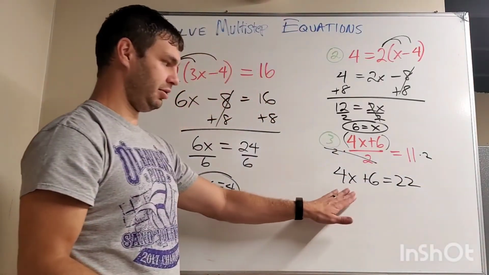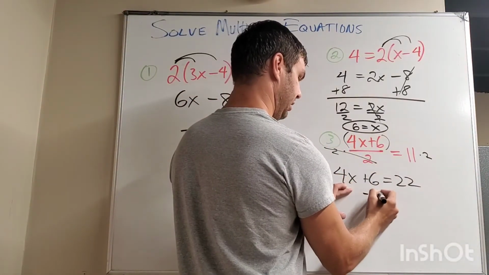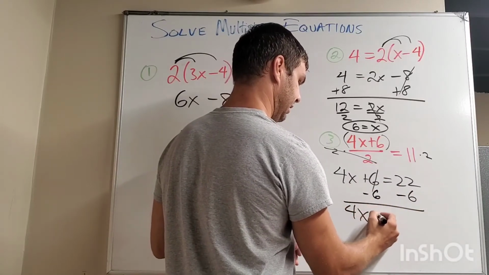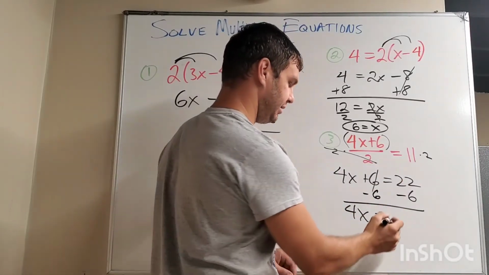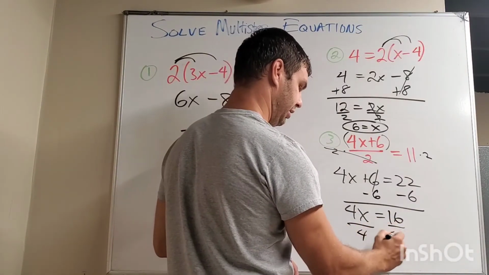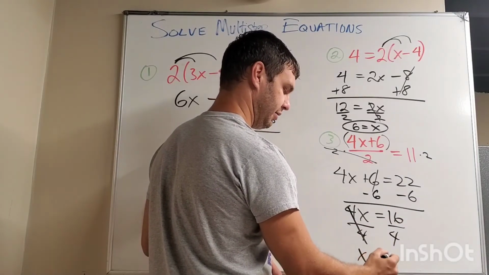All right, and then I'm trying to move things away from my x term. So I have this 6 that's farther away. Move it over by subtracting. Then 4x equals 22 minus 6 is 16. It's 4 times x, so we need to divide by 4. And that gives me x equals 16 divided by 4 is 4.